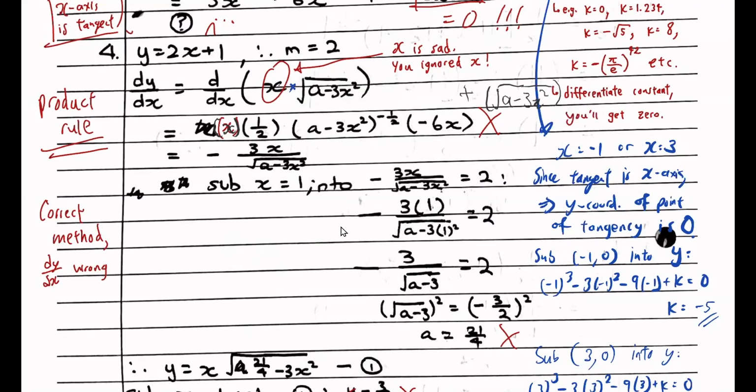And differentiate x, which will give you 1. So times 1, nothing happens. Okay, good. That's how you should do it. But this is very messy. So I think we should restart this question.